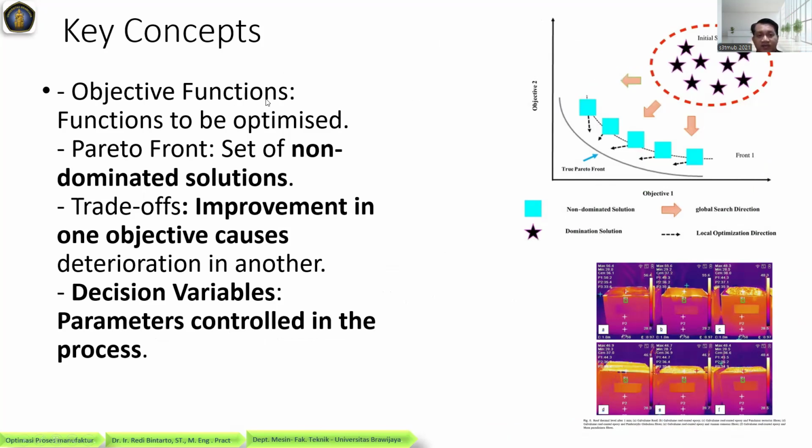This is the objective function, the function to be optimized. The Pareto front is the set of non-dominated solutions for trade-off, where improvement in one objective causes deterioration in another. The decision variable is the parameter controlled in the process. Okay, this is the key concept of this optimization.